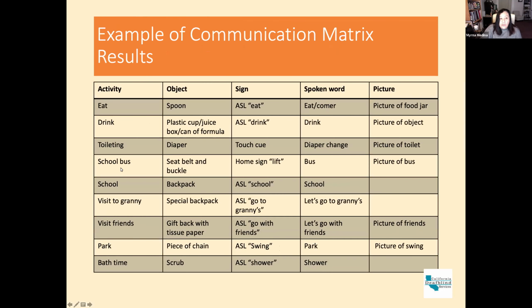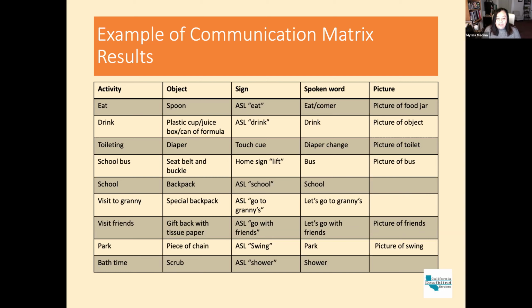So this is an example of the communication matrix results that we did with Norman. As you can see, for the activity of eating, we showed him the spoon, and we signed ASL eat, or said the spoken word. English is my second language. We speak Spanish at home, so we did both eat and comer, which is eat in Spanish. And we showed him the picture. So these are the things that we came up with. This is an example of it. We had a long list.